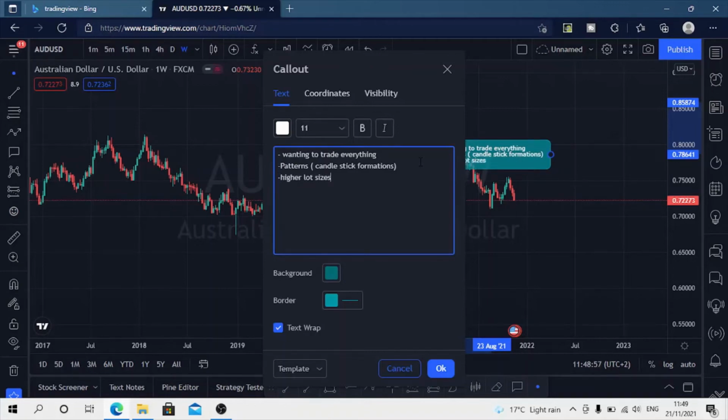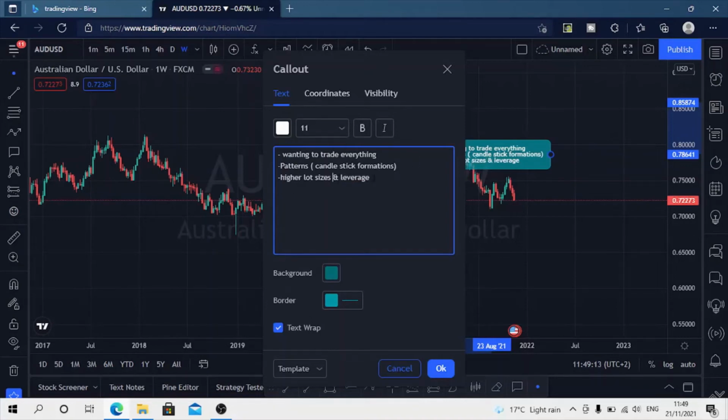Your higher lot sizes and your leverages, guys, you have to look at that. Having too much of everything is actually bad. Too much of good things equals bad things, guys. That's exactly what this is telling us.